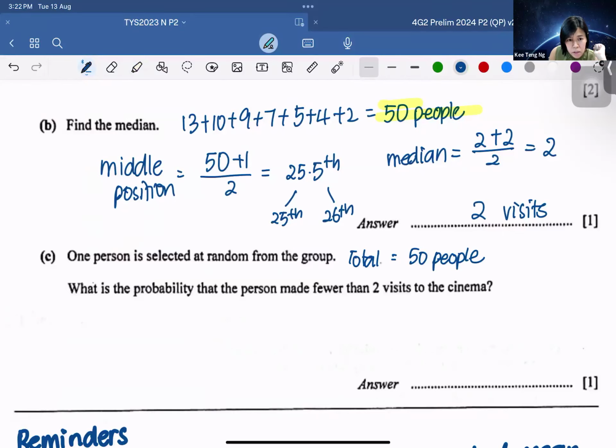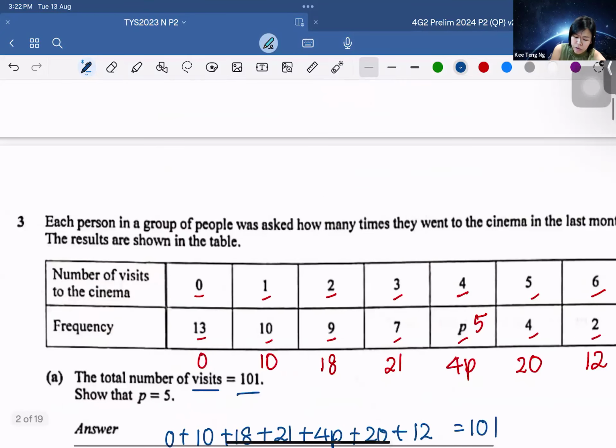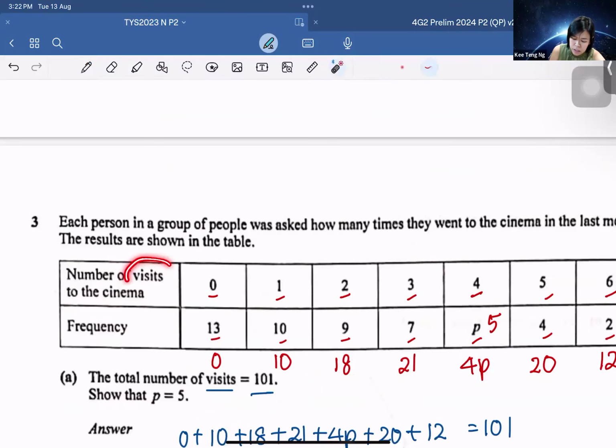Right? They choose one person. Find the probability that the person made fewer than 2. Fewer than 2 means what? Can it be 2? If it's fewer than 2, it's going to be less than 2, right? So it cannot be 2 visits. It must be lesser than 2 visits. What is considered lesser than 2 visits? Lesser than 2, so there'll be how much? 0 and 1 visit, right?